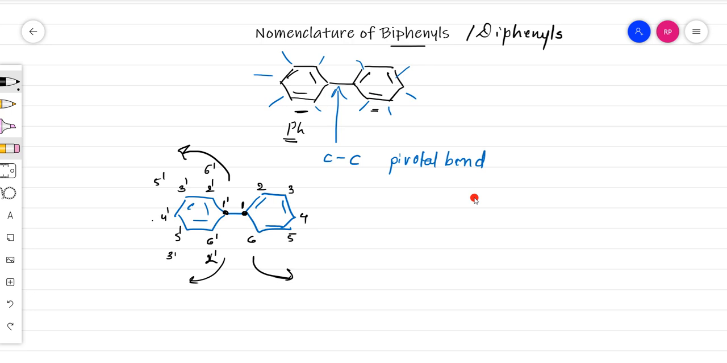It totally depends upon the condition where you have to follow certain rules, that the substituent gets the lowest position. Okay, it's a simple rule that you have to follow. So there is no strict rule that you have to go either clockwise or anti-clockwise from this ring or that ring. It doesn't really matter.